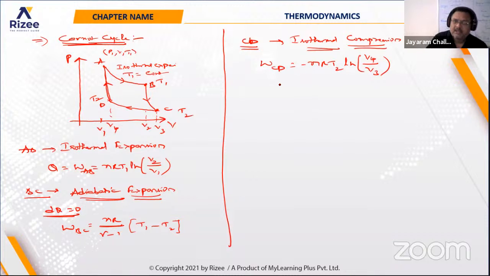This is the heat taken out from the system. Since it's negative, you are extracting the heat from here. It is not the heat supplied case, please.